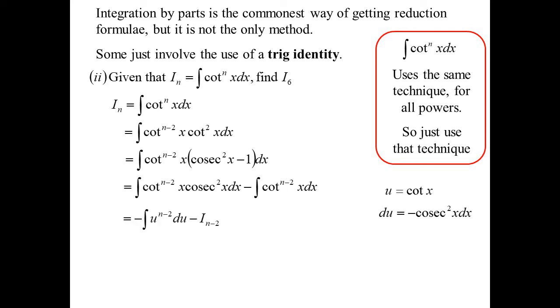And so I have minus the integral of u to the power of n minus 2, minus I n minus 2. Subbing back in, we've got our formula. So this one will reduce by 2 every single time. Now, there's another way of approaching it.